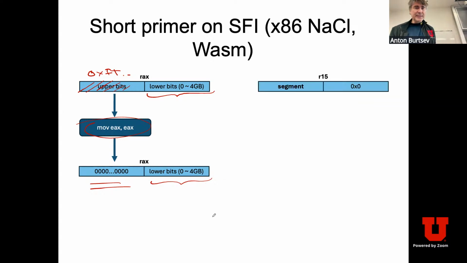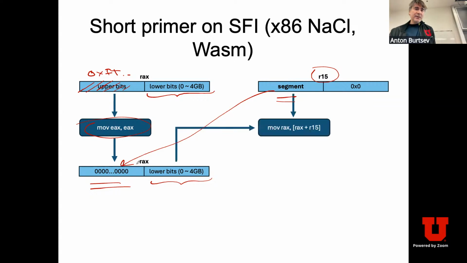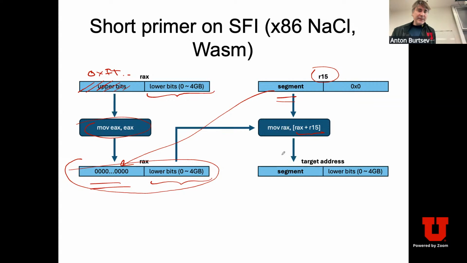And then what you do is you say, look, I will designate one register to hold this segment, like a number, essentially. An idea is to place this segment into the upper bits of those registers, right? So you say, if you do this operation after you clear those bits, RAX plus R15, you will get the real address inside RAX. And that will be your target address.